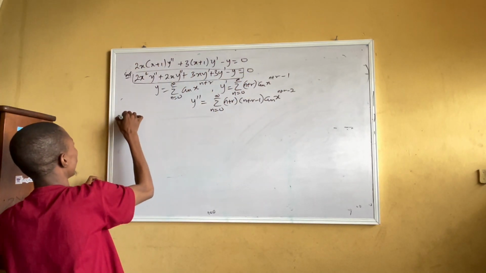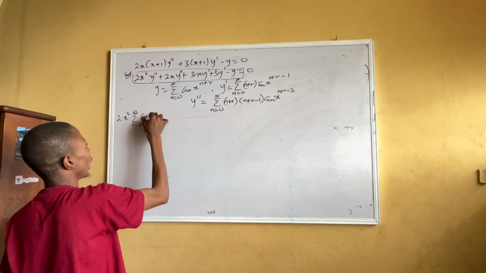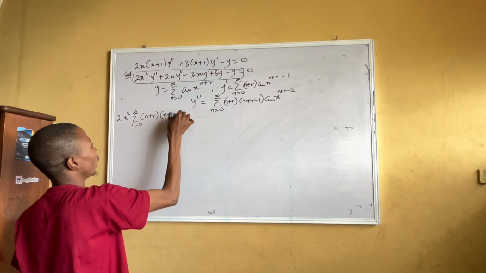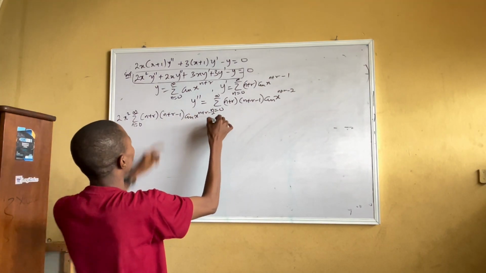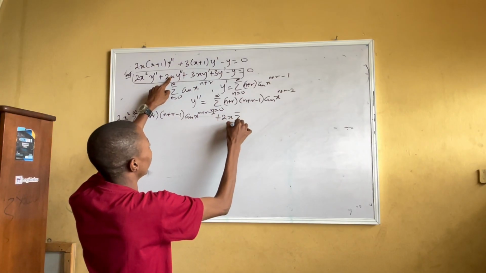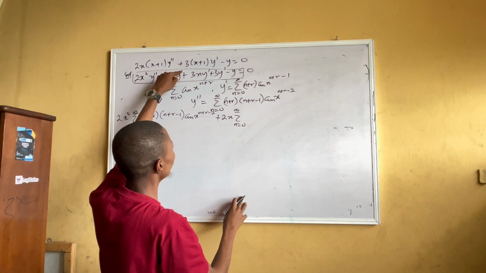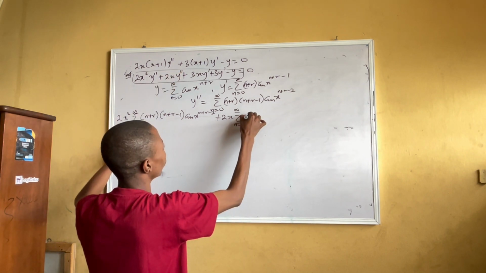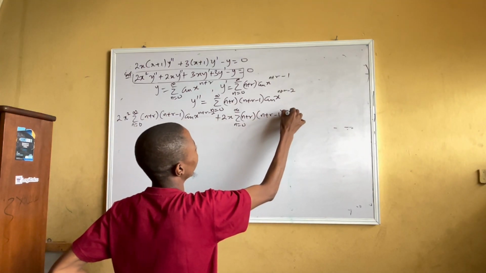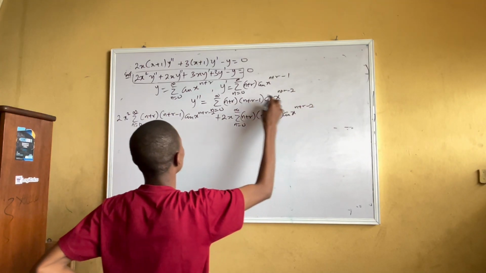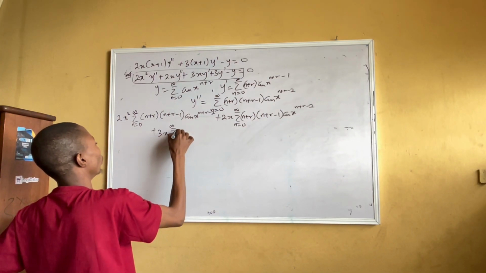So it will be 2x squared summation n from 0 to infinity of n plus r minus 1 a n x raised to the power n plus r minus 2 plus 2x summation n from 0. Please let's be careful while doing the substitution. This is 2x y double prime again. Write this thing again. N plus r minus 1 a n x raised to the power n plus r minus 2 plus 3x summation n from 0.